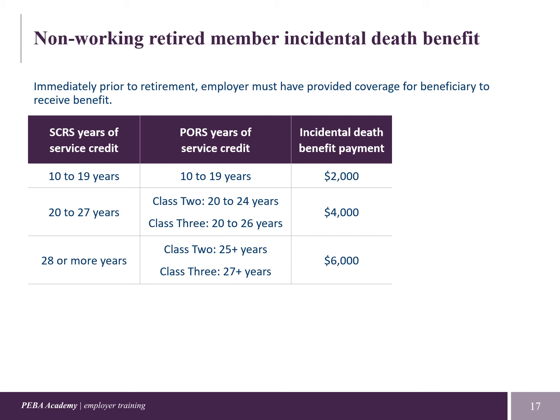For Class 3 PORS retirees who had 10 to 19 years of service at retirement, the benefit is $2,000. If they had 20 to 26 years, it is $4,000. If they had 27 or more years of service, the benefit is $6,000.